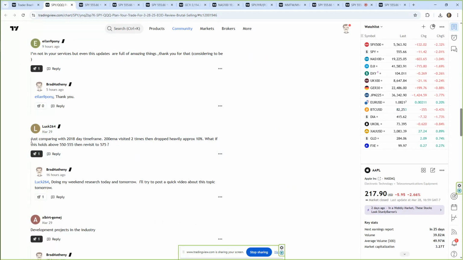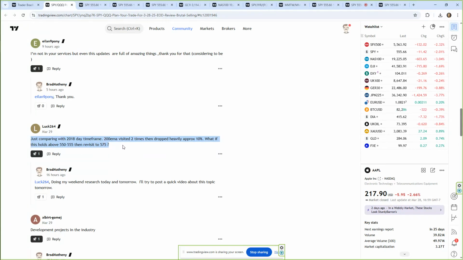Just comparing the 2018 timeframe with the 200 EMA visited 2 times, then dropped heavily, approximately 10%. What if this holds above 550, 555, then revisit 557? Okay, let me explain to you kind of where we're at related to this question.